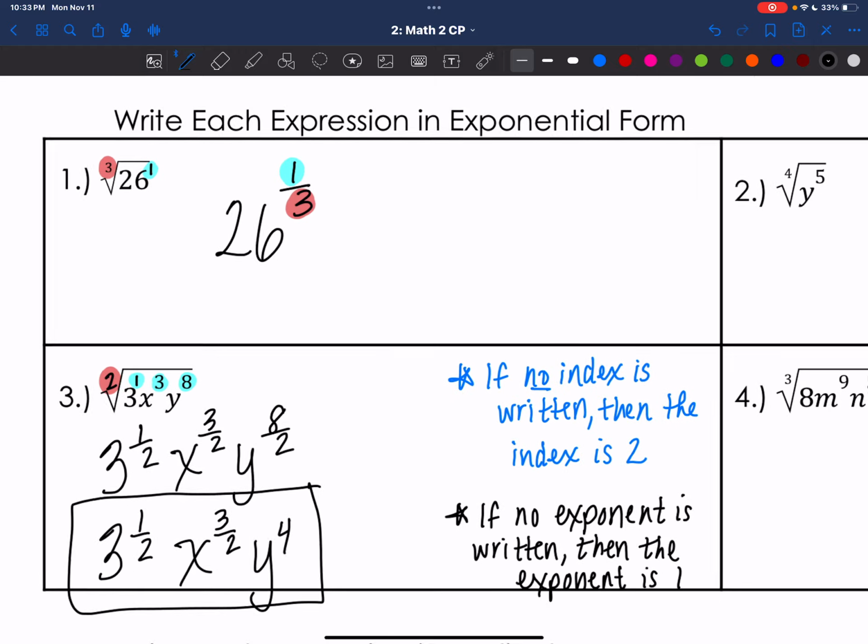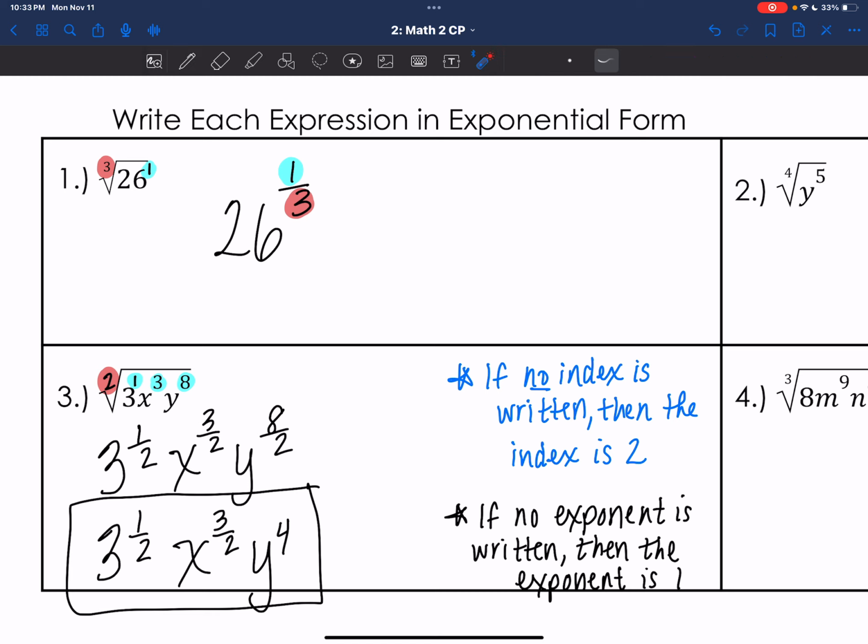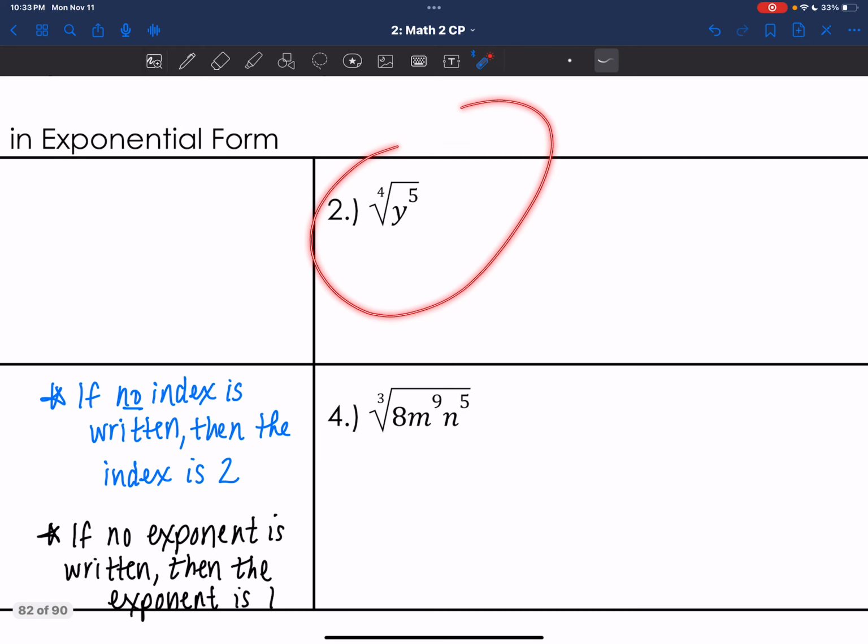All right, so here I did some color coding. Again, if there is no exponent written, write an exponent of 1, that'll help. And then your index is 3, which is the cube root in this case. So that's all you have to do, just write that. That one I want you to try.